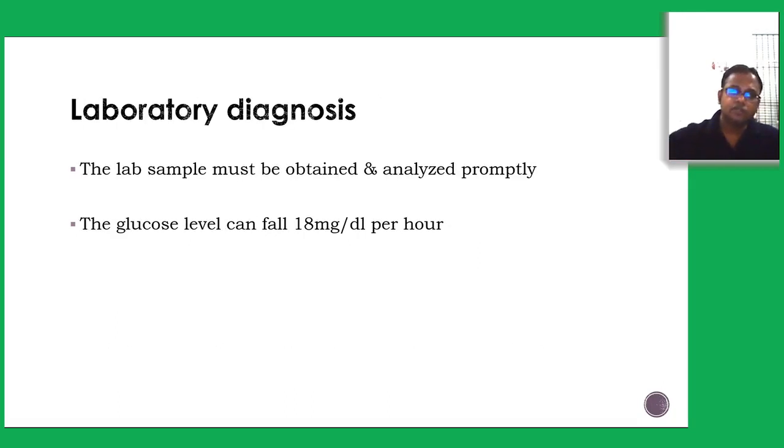So for laboratory diagnosis, you have to obtain the sample and analyze it quickly. Otherwise, if there's a delay in analyzing, if you keep it for a long time in the ward and send it later to the lab, there's a fall in the sugar levels of around 18 milligram per deciliter per hour. Right? So if there's a long delay, it will give a low value.